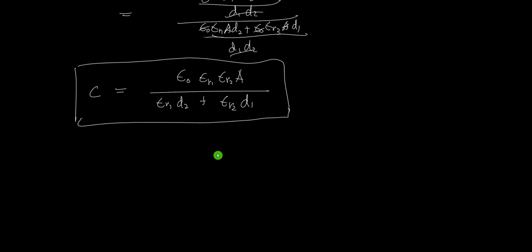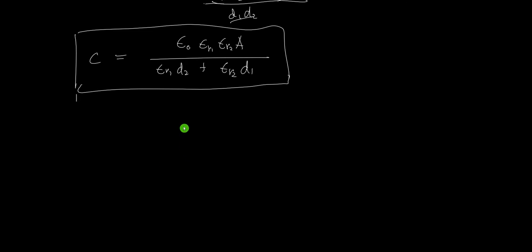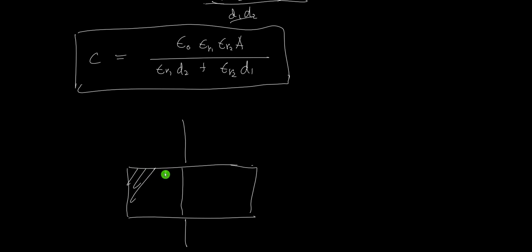And what happens if the configuration, instead of just like that, the dielectric is cut here. So we have a dielectric here, and we have another dielectric somewhere here. So 2 dielectrics. So what happens to this type of configuration? So how do we deal with this one?